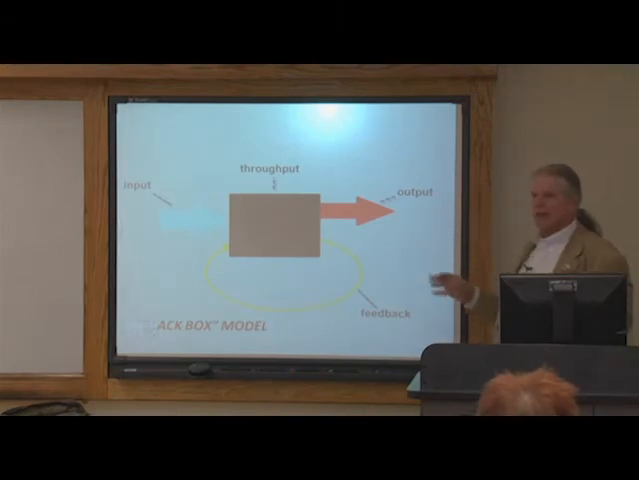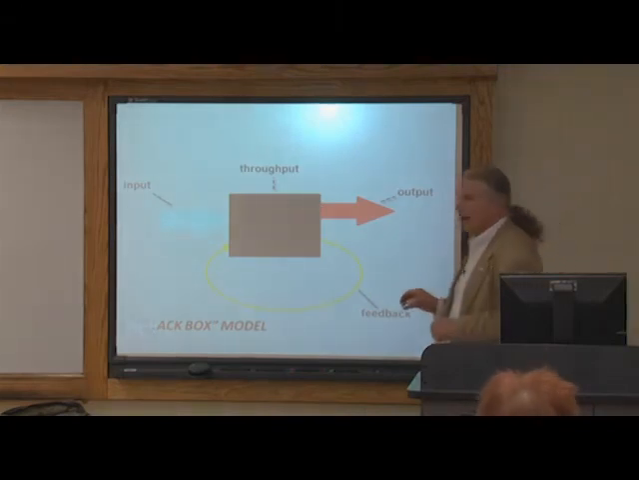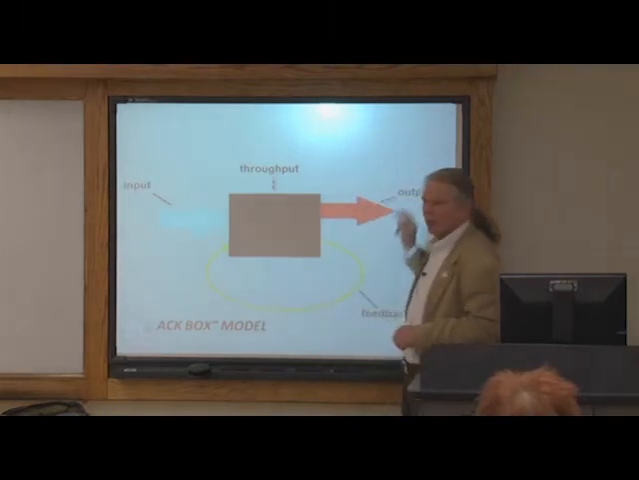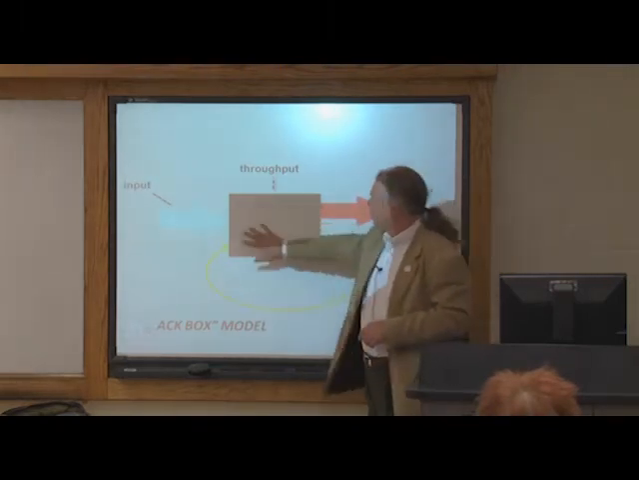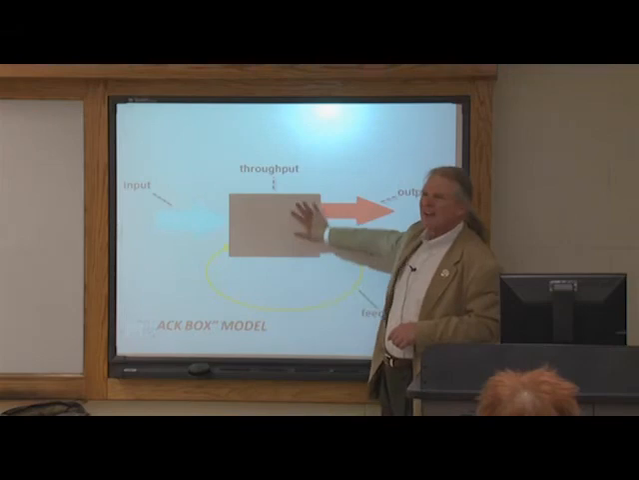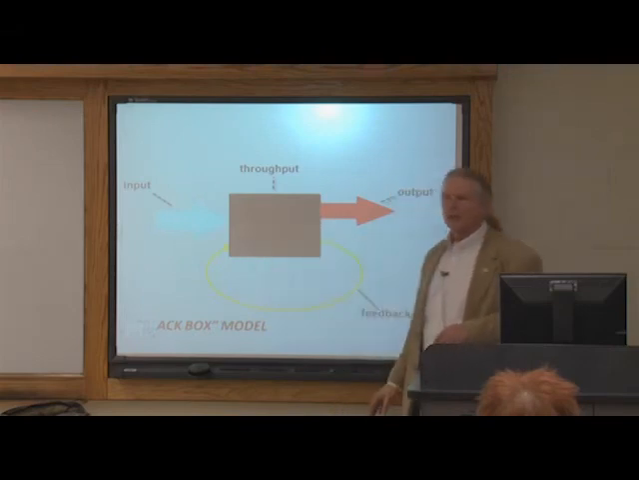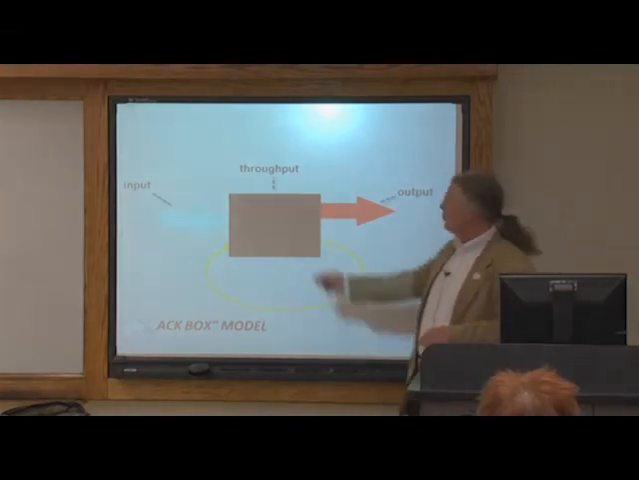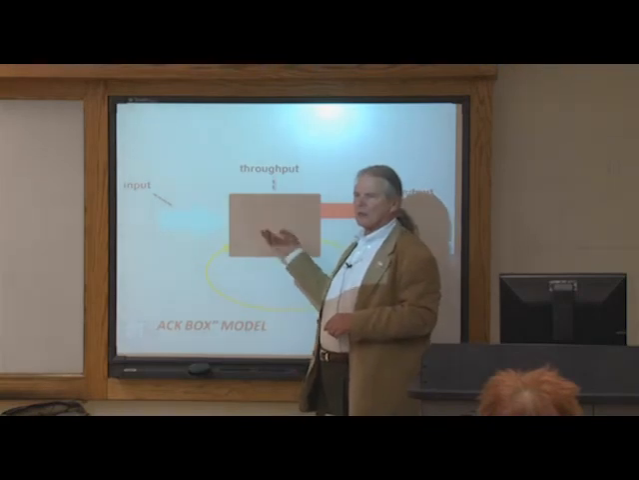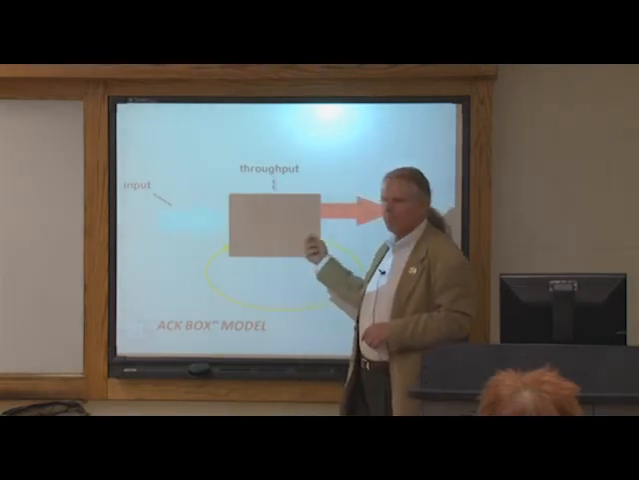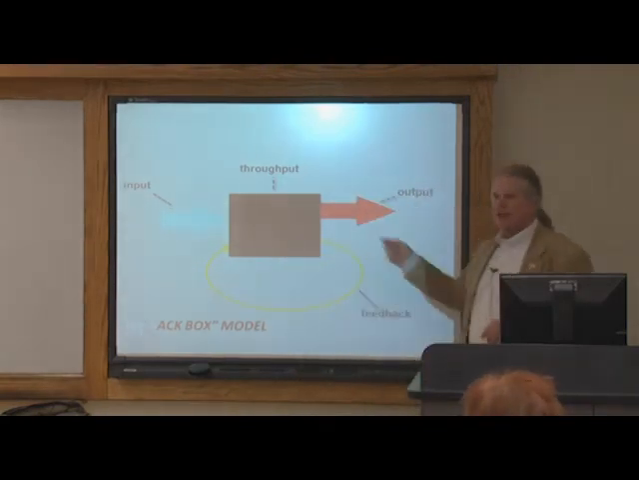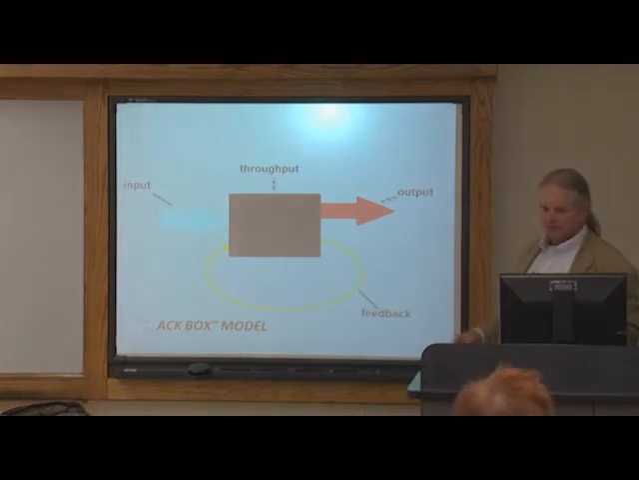This is the so-called black box model of systems. The emphasis here, frankly, is upon inputs and outputs. The reason it's called a black box, you don't have to necessarily look to see what's going on inside the box. You know that there's some kind of transformational process going on here, and that there are different kinds of outputs that are coming out.